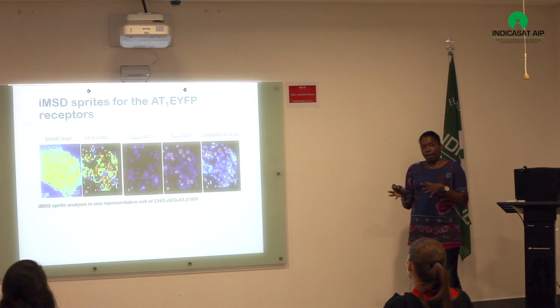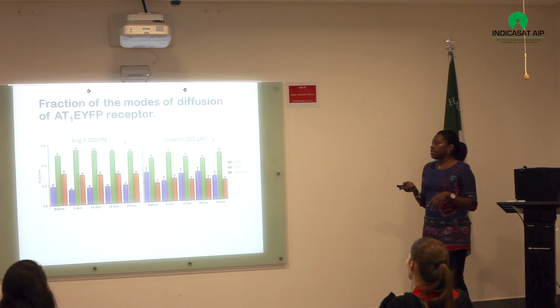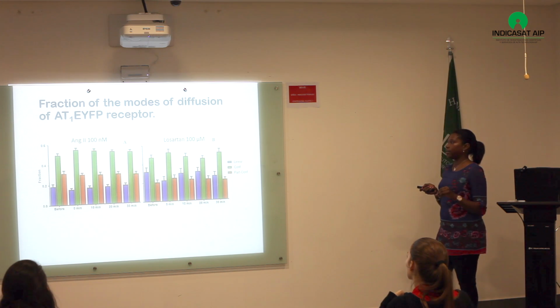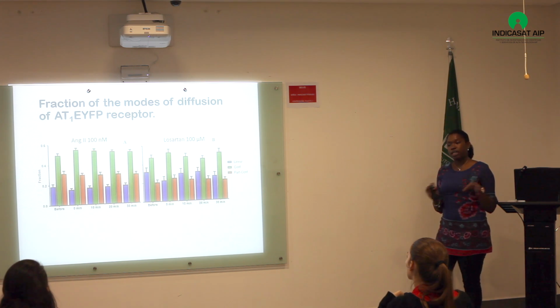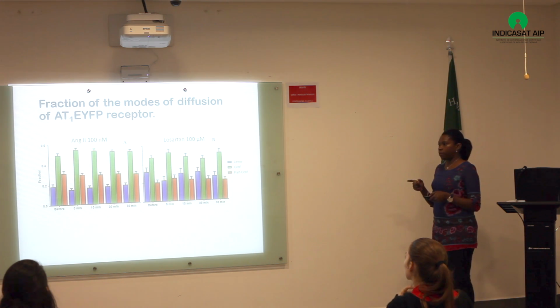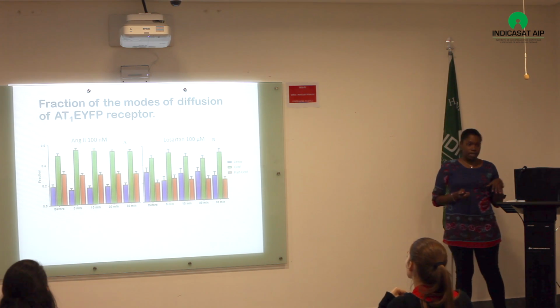So once we have the map, this map was evaluated in time, and in time we observed that when we tried angiotensin 2, the agonist of the receptor, and losartan, this diffusion mode did not change after the binding. And we have the confined diffusion that is predominant in the case of the AT1 EYFP receptor. After that, the particles were moving as partial confinement, and a low population was freely diffusing in the membrane.